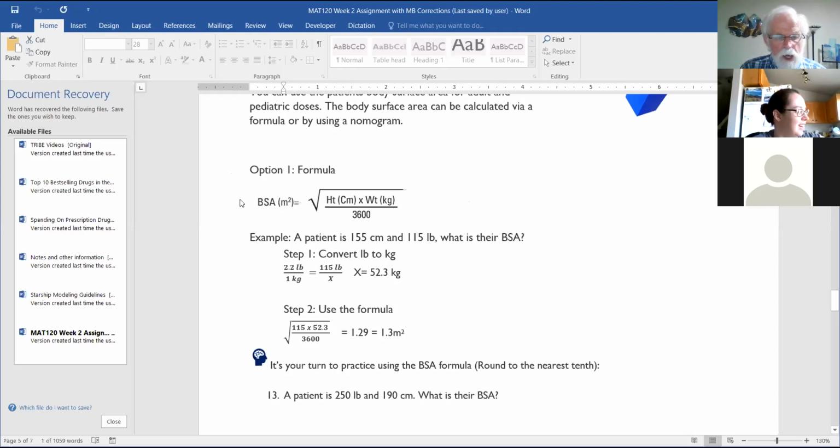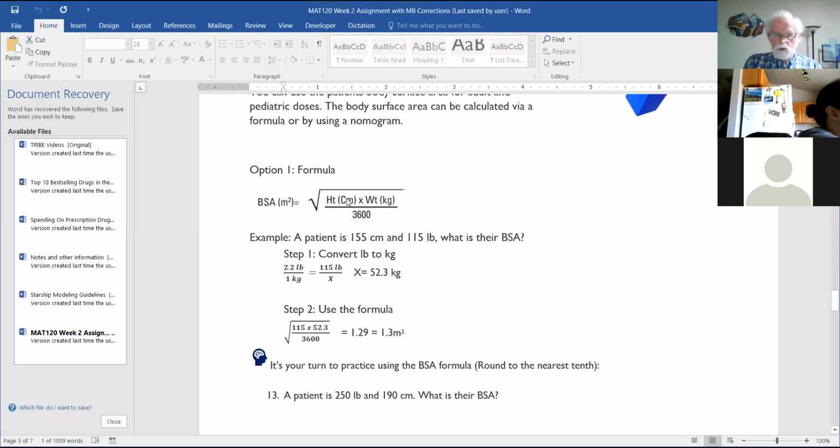I don't mind that. What we have is this complex looking problem. The body surface area in square meters is the height in centimeters times the weight in kilograms divided by 3,600, and then you take the square root of that entire formula. The square root symbol should actually go way down here because it's this entire formula, okay? And I'll show you a quick way of doing that. But first off, we need to be sure that we have the height in centimeters.